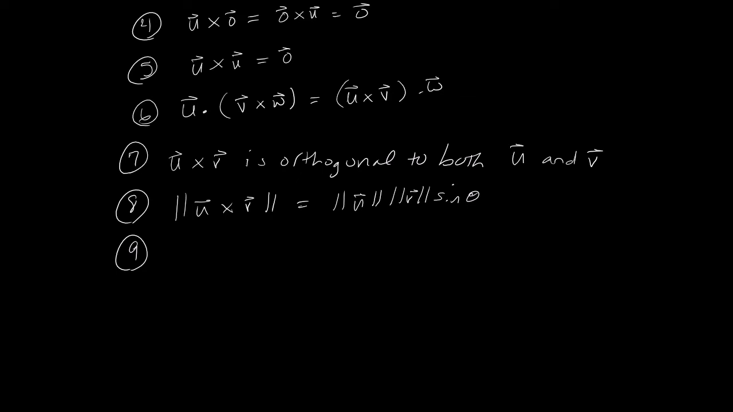Number 9, if u cross v is equal to 0, then u and v are scalar multiples of each other. Okay, and that's actually an if and only if statement. If u and v are scalar multiples, in other words, if they're parallel, then when we cross them, we are going to get 0.